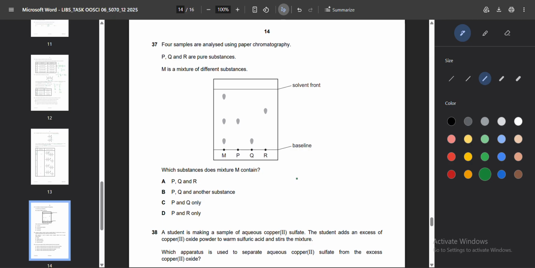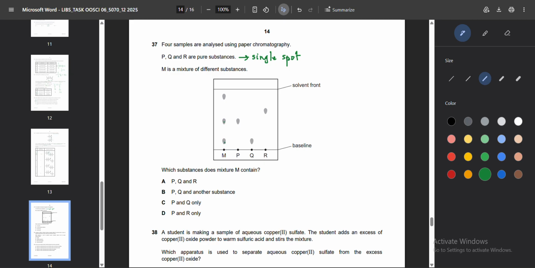Now 37. 4 samples are analyzed using paper chromatography. P, Q and R are pure substances. Pure substances, remember, give only a single spot. And M is a mixture of different substances. So that's why we will get more than one spot for M. Like see, we have got 3 spots for M.